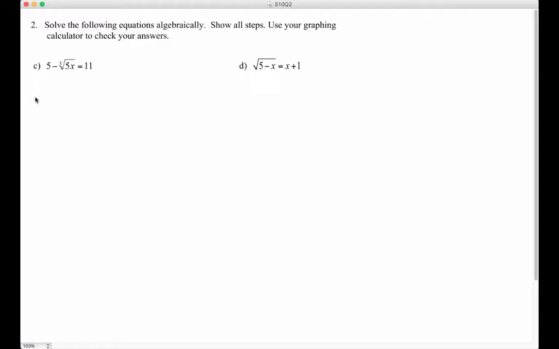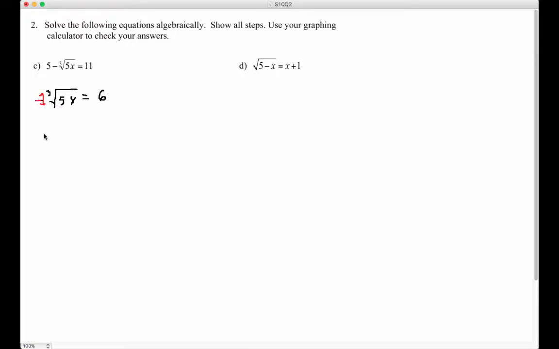So in part C, they ask us to solve this algebraically. To do this algebraically, you need to isolate the radical on one side of the equation. So I'm going to go ahead and subtract 5 from both sides. So we get negative cube root of 5x is equal to 11 minus 5, which gets me 6. Now I don't want any coefficients in front of my cube root either. And while it may not look like there's a coefficient in front of my cube root, there is. There's a coefficient of -1 hiding right here, okay?